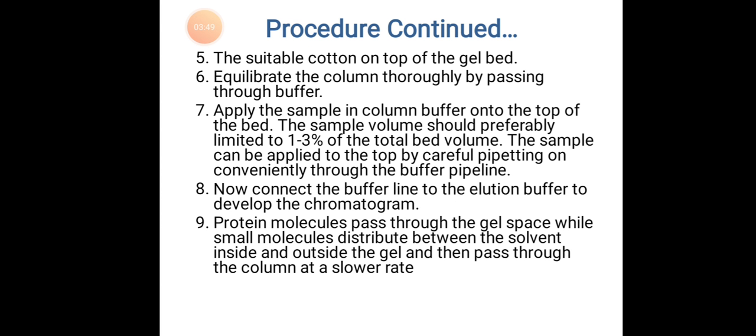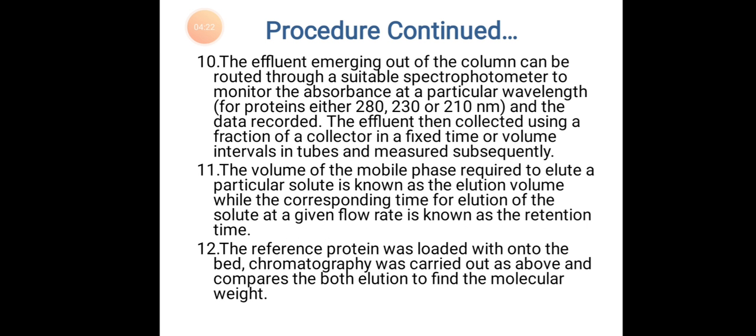Apply the sample in column buffer onto the top of the bed. The sample volume should preferably be limited to 1 to 3% of the total bed volume. The sample can be applied to the top by careful pipetting or conveniently through the buffer pipeline. Now connect the buffer line to the elution buffer to develop the chromatogram. Protein molecules pass through the gel space while small molecules distribute between the solvent inside and outside the gel and then pass through the column at a slower rate.